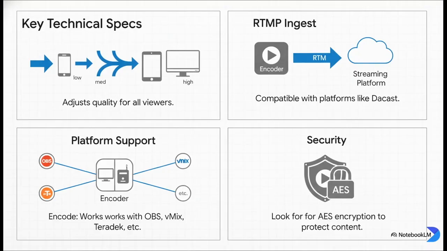Now, no matter which way you go, there are a few modern standards you've got to look for. Make sure your encoder can do adaptive bitrate streaming. That's what gives your viewers a smooth experience, even on a bad connection. You'll also want it to use common protocols like RTMP, so it plays nice with professional platforms like Dacast.